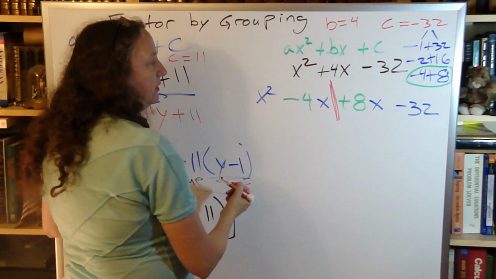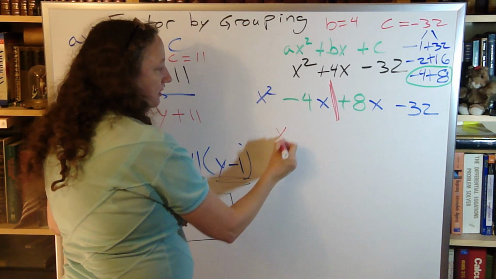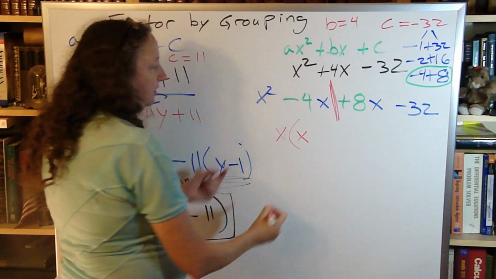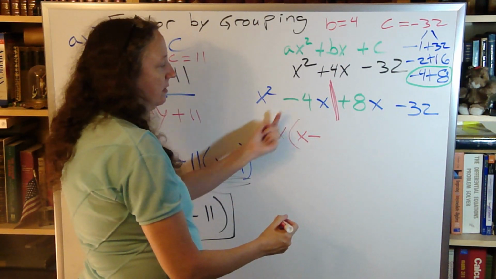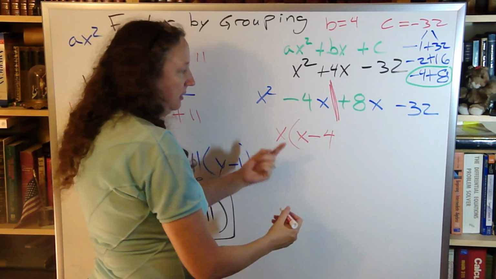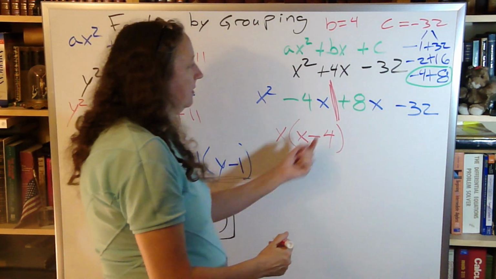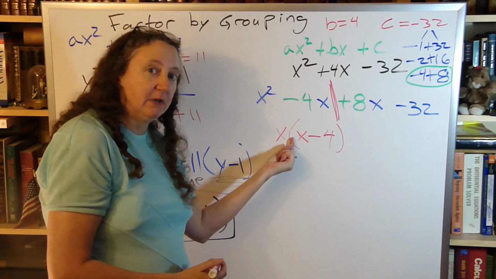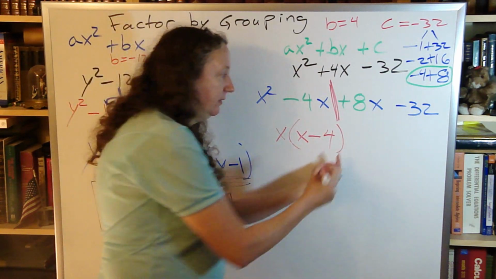What can I factor out of the first two parts? X. X squared divided by x is x. Minus divided by positive is minus. 4x divided by x is 1, multiplied in with that 4 is 4. Check my signs. I have a plus here, I have a positive number there, so positive divided by positive, I want this to be a plus sign here.